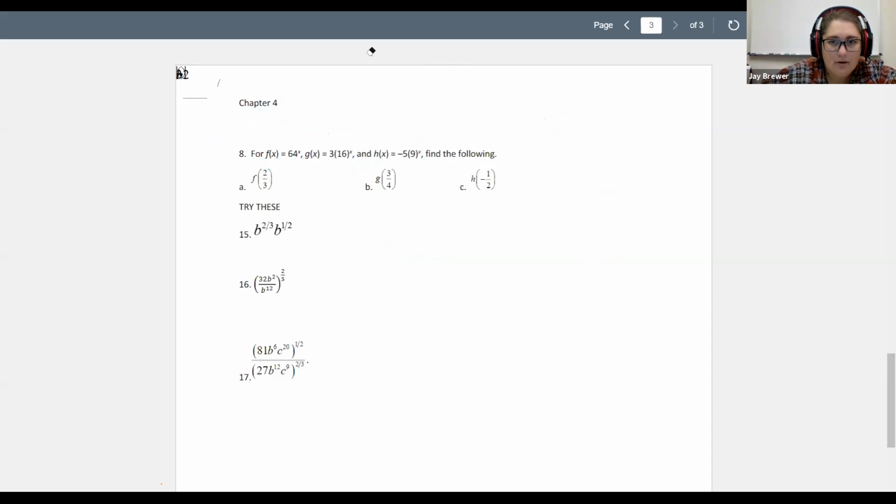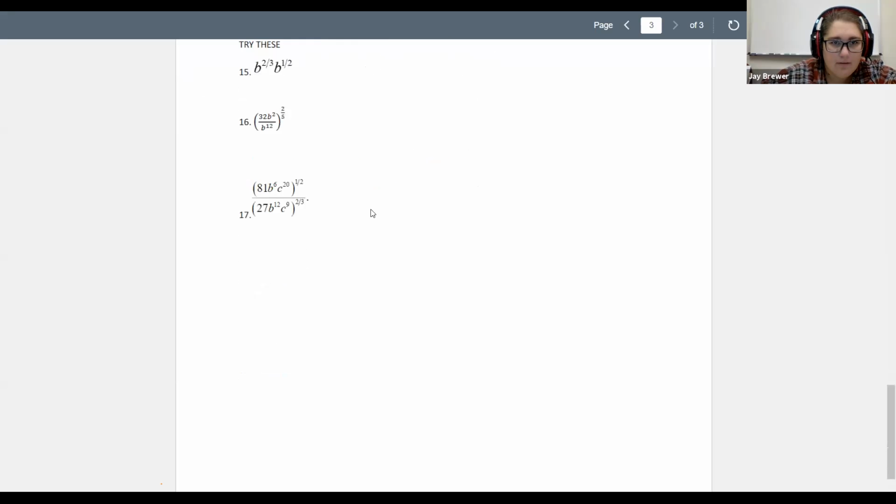The last set of problems. I liked the orange. Let's finish up with the orange. And we're going to need a little bit more room.